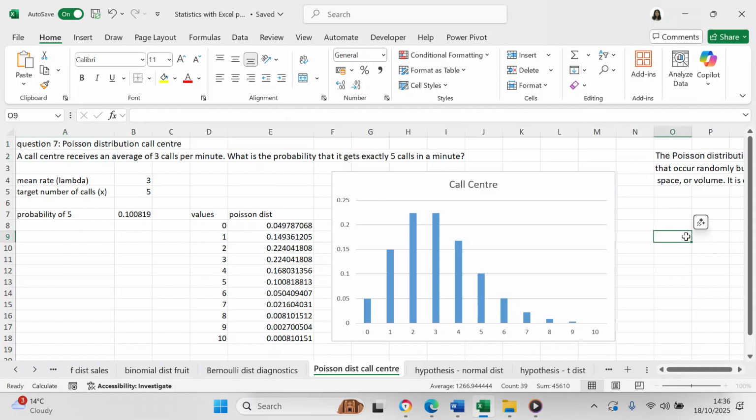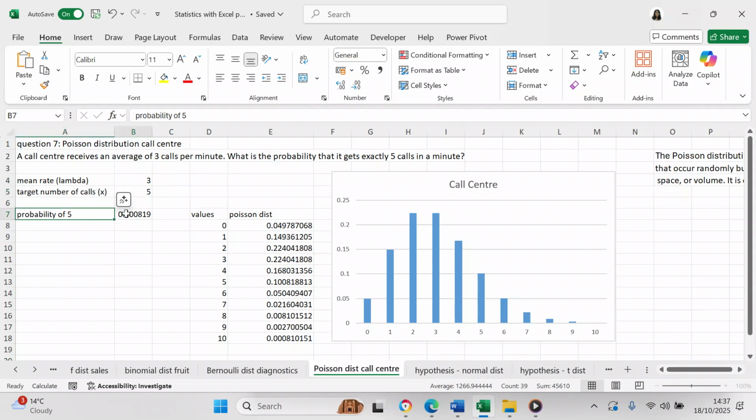Okay, so the practice question is about a call center. A call center receives an average of 3 calls per minute. What is the probability that it gets exactly 5 calls in a minute? So our mean rate is our lambda, and we've got that as 3 because that's an average of 3 calls per minute. And our target number of calls x is 5 because we want to have 5 calls per minute.